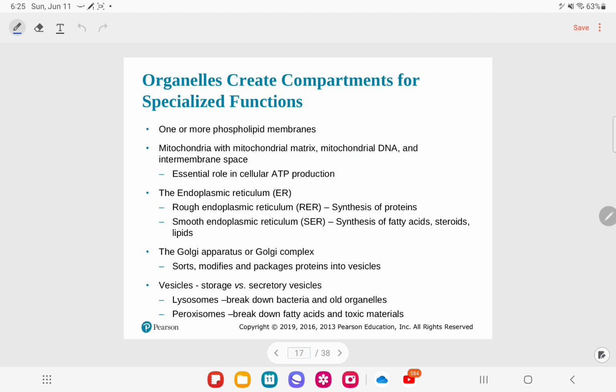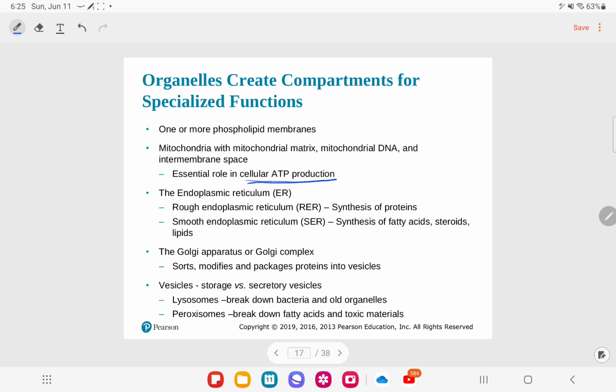Organelles are going to create compartments for specialized functions. So these organelles are kind of like mini organs within the cell. Like how the organs in our body do specific functions, our organelles do specific functions. Now, organelles within a compartment can have one or more phospholipid membranes, such as the mitochondria, which has a double membrane structure. Mitochondria has a mitochondrial matrix, it has mitochondrial DNA, and it has an intermembrane space as well. Now that mitochondria, remember, has a central role in cellular ATP production, cellular respiration. We have the endoplasmic reticulum.